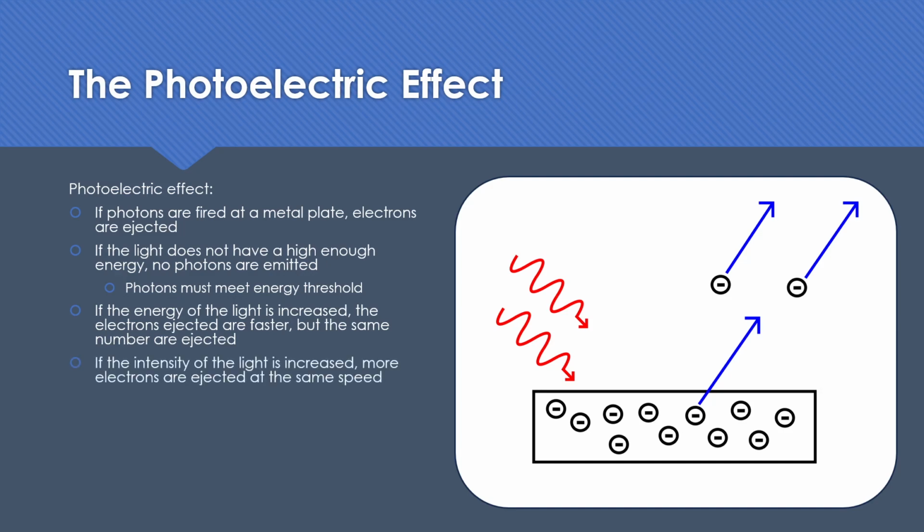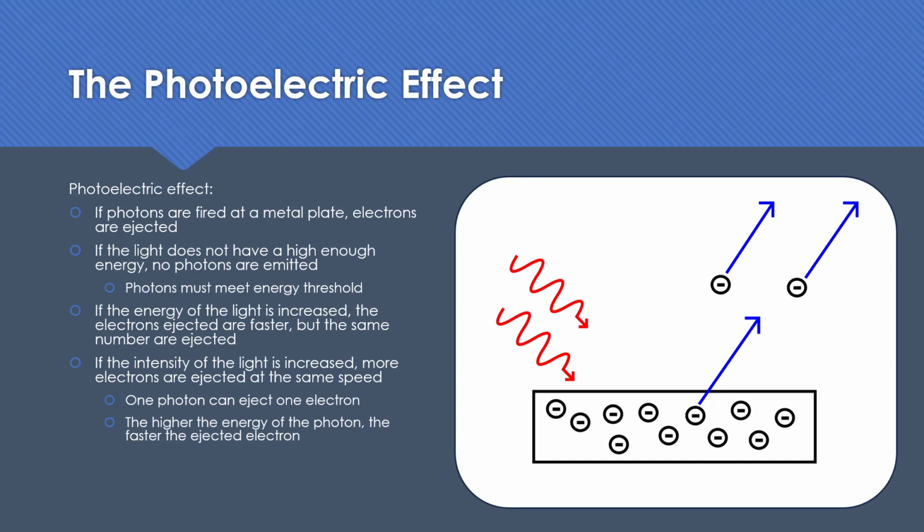And also, if they had the same energy and just cranked the brightness on the light up, the intensity, so more photons, then you'd get more electrons at the same speed. So when they put these things together, they found, okay, one photon can eject one electron if it meets the energy threshold. Otherwise, nothing happens. And the higher the energy of the photon, the faster the ejected electron, assuming it meets that threshold. So the interpretation of these results helped people sort out what was going on here.